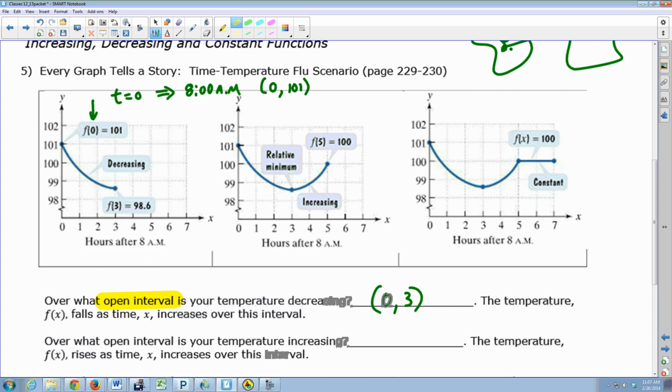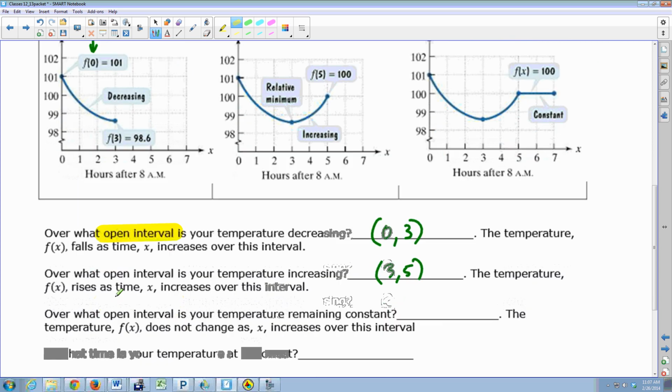What open interval is your temperature increasing? Someone help me with that. What open interval is your temperature increasing? 3, 5. What else do I need? Parentheses, right? Okay.